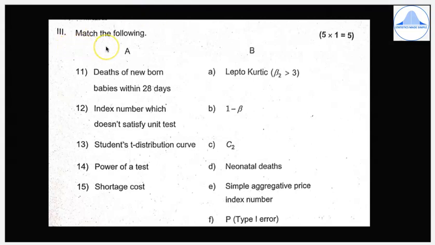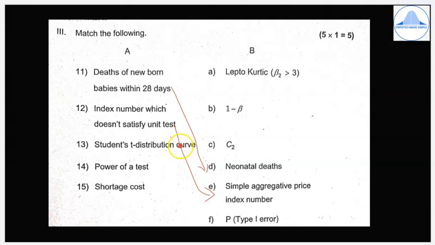Third mark, match the following. 5 into 1 is equal to 5. The 11th question, deaths of newborn babies within 28 days, they are called as neonatal deaths. 12th question, index number which doesn't satisfy the unit test is the simple aggregative price index number.